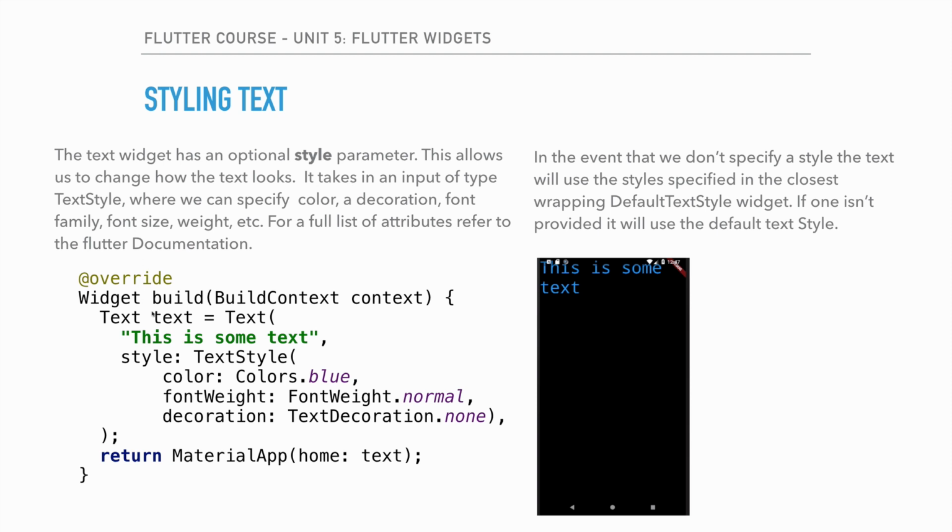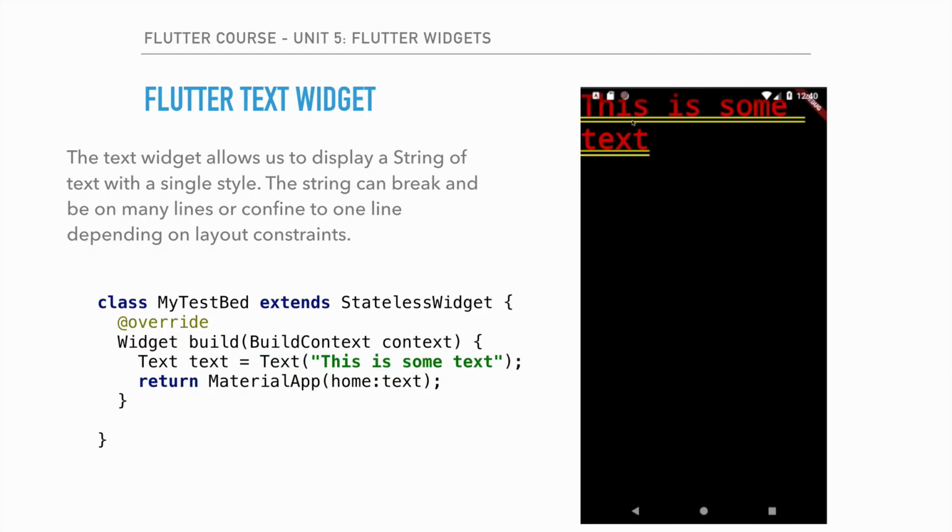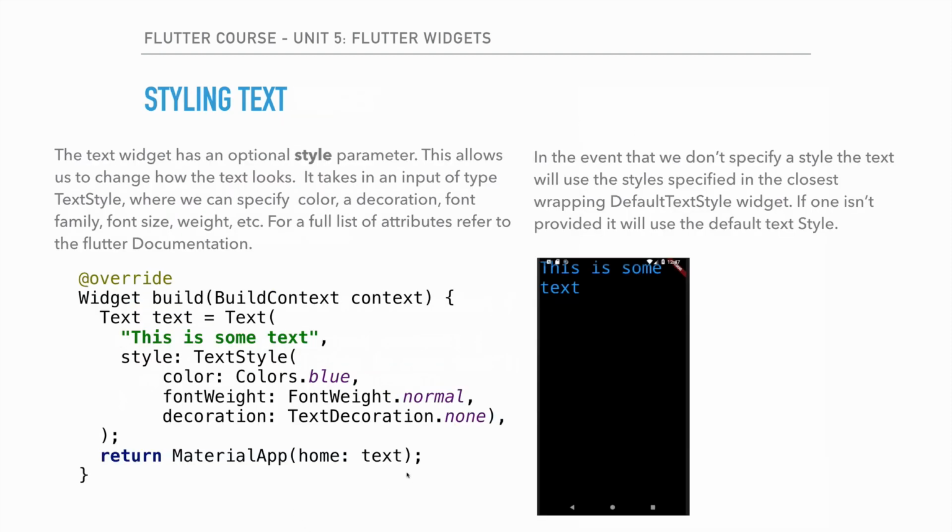So we have a widget build, text, this is some text, and then we have a style, new text style. And for the color, we're setting colors.blue. For the font weight, we're setting font weight.normal. And the decoration, we're setting the text decoration.none. And you can see that this does a couple of things. So first of all, it makes the color blue. It sets the font weight to normal, which it already was normal, so that doesn't change. And then it just removes the underline. So text decoration.none removes the underline that we saw previously. So right here we had an underline, and then here we don't have it anymore because we did text decoration.none. And so that is a text style.